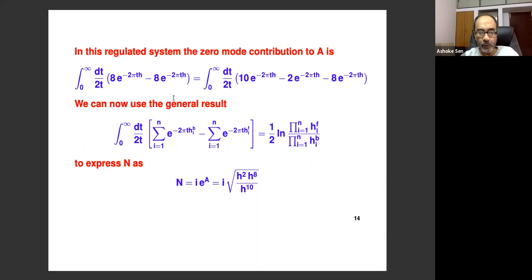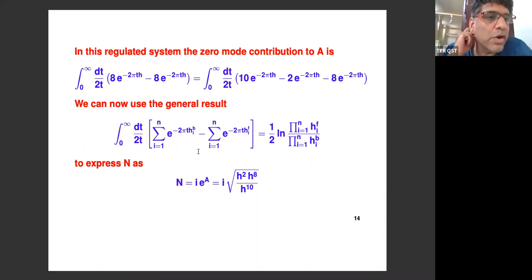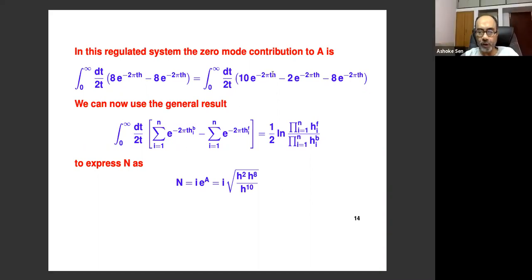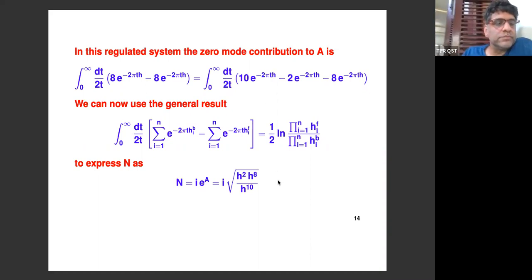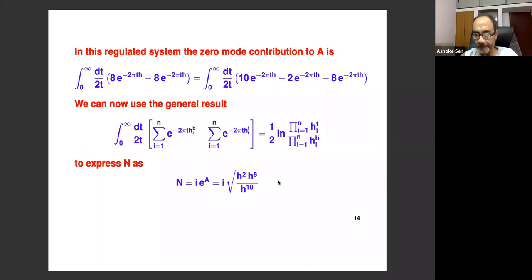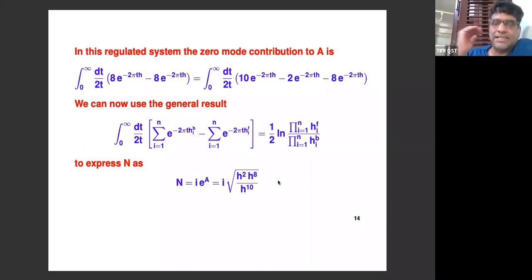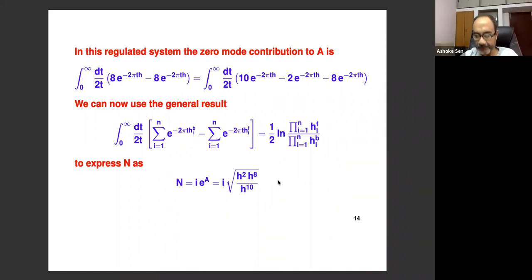So now we are going to use a general result, that if you have an integral like this. Sorry, Ashok, but once you've regulated, they're not exactly zero modes anymore. Yeah, they're h modes. So when I refer to zero modes, we'll refer to modes which have L0 equal to h. And in this regulated system, the cancellation for h modes looks like it's genuine and correct. Yes, exactly. Okay, thank you.